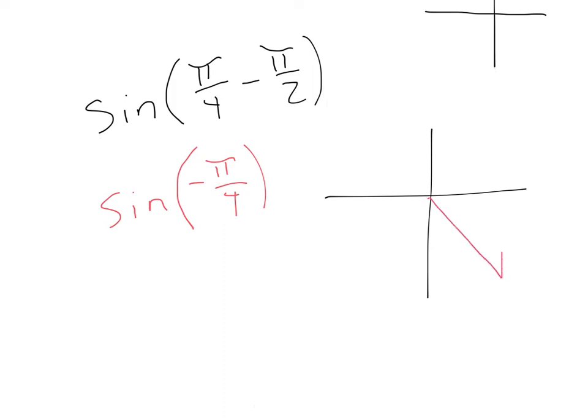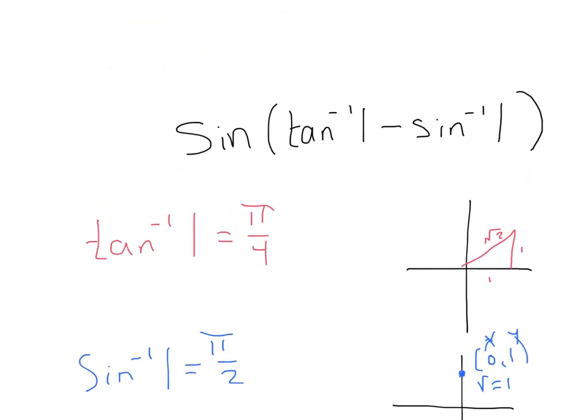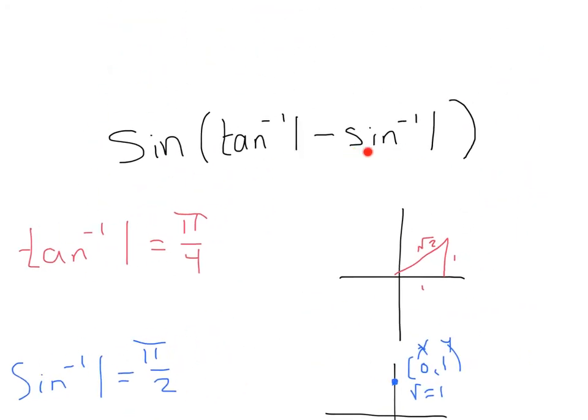It's going to be in here, and a 45, 45, 90, 1, 1, root 2 triangle. And if I want sine, I'm looking for my opposite over hypotenuse, or negative 1 over square root of 2. And of course, we can rationalize that to negative root 2 over 2. So, again, don't get frazzled. Just take each individual piece first, do what's inside the parentheses, and go from there.